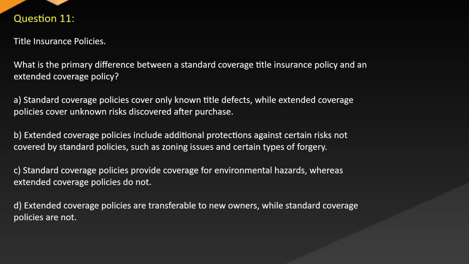Question 11. Title insurance policies. What is the primary difference between a standard coverage title insurance policy and an extended coverage policy? A. Standard coverage policies cover only known title defects, while extended coverage policies cover unknown risks discovered after purchase. B. Extended coverage policies include additional protections against certain risks not covered by standard policies, such as zoning issues and certain types of forgery. C. Standard coverage policies provide coverage for environmental hazards, whereas extended coverage policies do not. D. Extended coverage policies are transferable to new owners, while standard coverage policies are not.